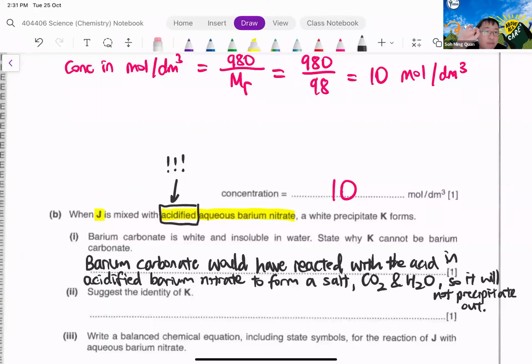And this is the reason, if you recall when I first taught you QA, why we always add nitric acid at the start, then aqueous barium nitrate. Same for silver nitrate. You must add nitric acid first. The whole idea of adding nitric acid first is to react away any carbonate ions, to prevent the carbonate from precipitating out. So this was the most difficult question in 2016. You might want to put a star next to it. This is actually the reason why you must add acid first before barium nitrate or silver nitrate, okay?